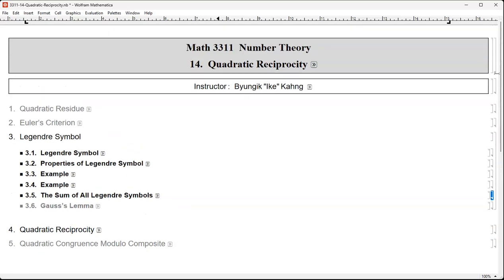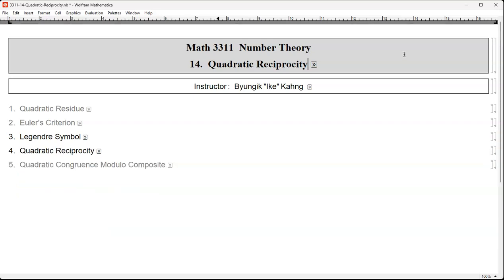So that completes section 3, except for 3.6. That probably will be left as an optional topic. I may or may not cover it as an optional video. As far as the regular topics are concerned, we just completed section 3.